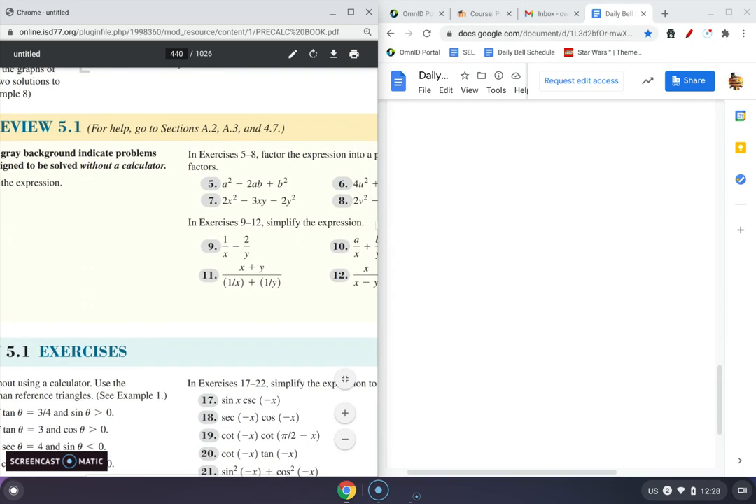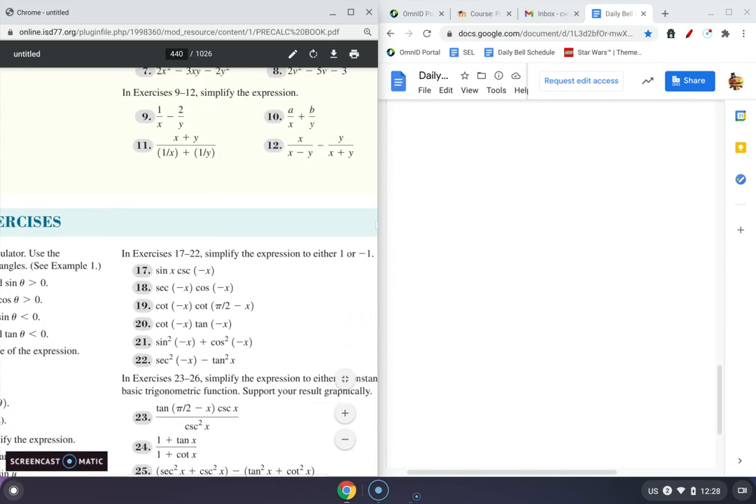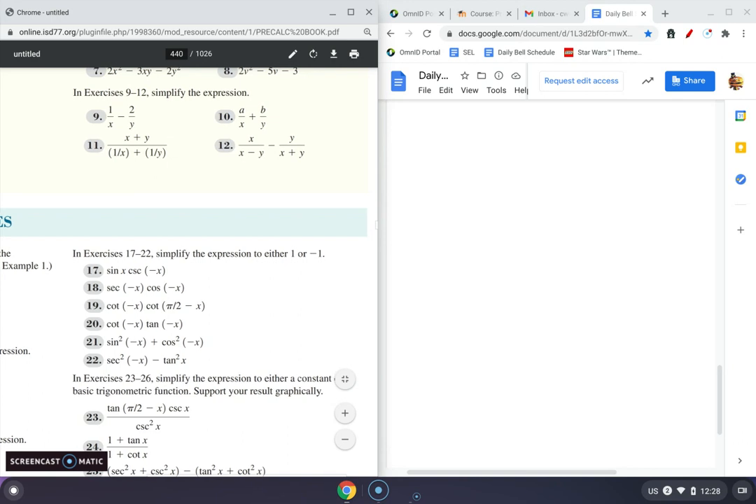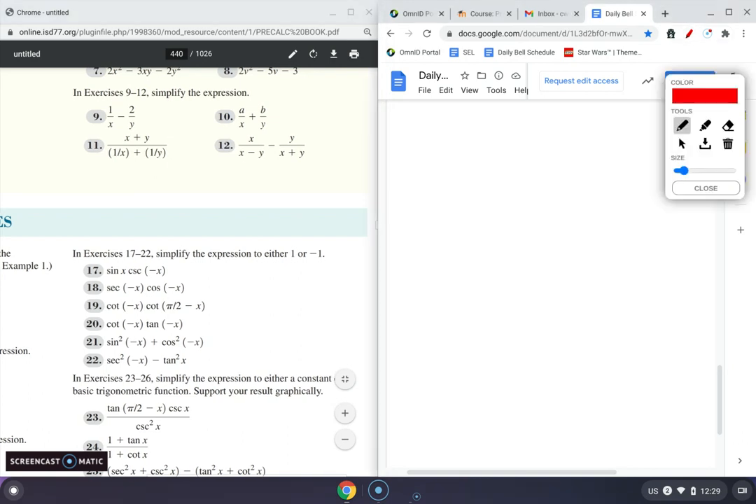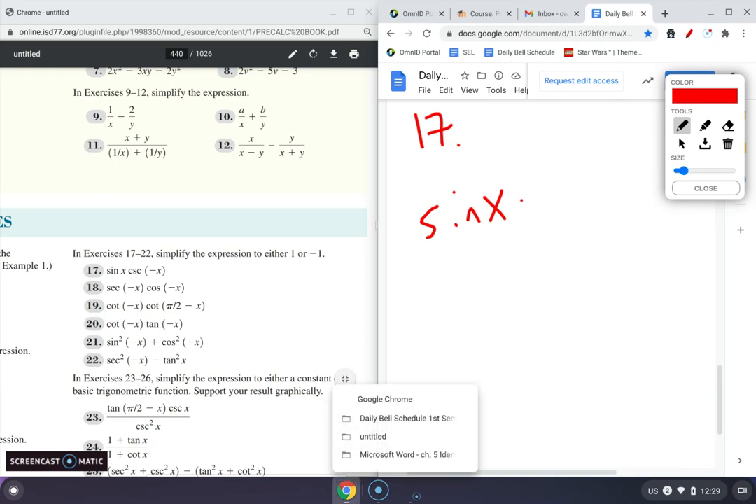So now we want 17. All right. It says simplify the expression to either 1 or negative 1. So we're going to use some of our negative angles here. So for 17, we're going to go sine x times, we've got to go look and see what the cosecant of negative x is.